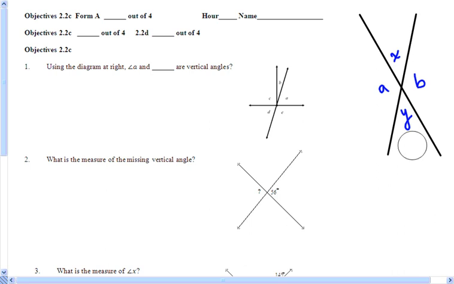So, an example would be, let's say I measured this angle here and I found it to be 25 degrees. Well, that means this angle is also 25 degrees because they're vertical angles.